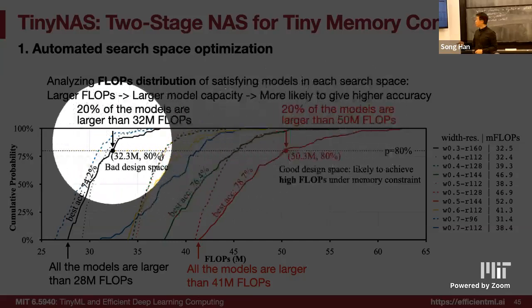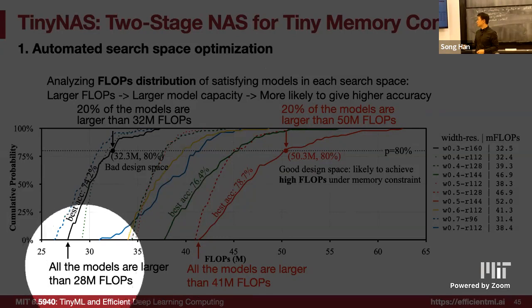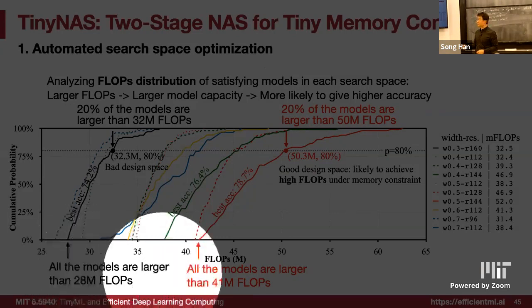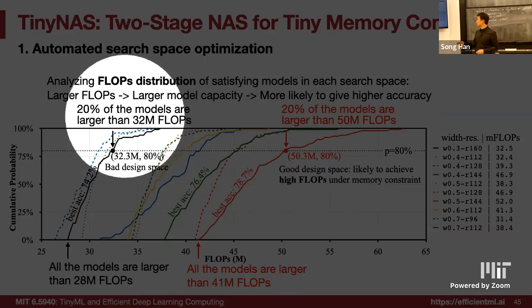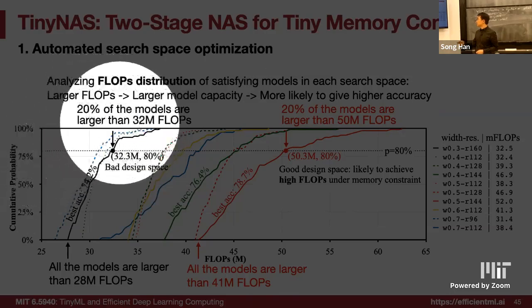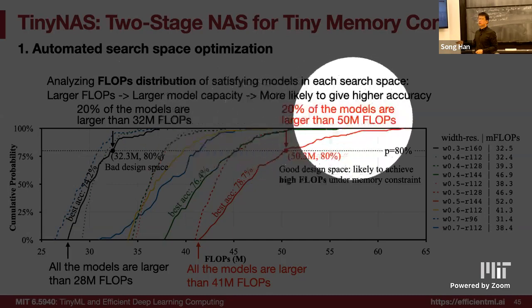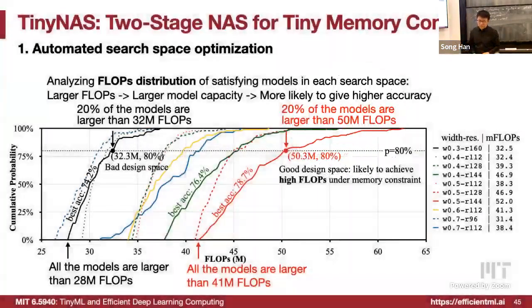Okay? Versus the black curve, which has a much smaller number of FLOPs. Here, all the models are larger than 28 million, compared to 41 million. And here, this is 80%, 1 minus 80% is 20%. So 20% of the models have more than 32 million FLOPs, rather than 50 million FLOPs here. So we can see these two different design spaces can fit different amounts of FLOPs given the same memory budget.